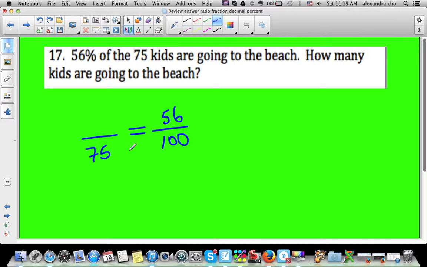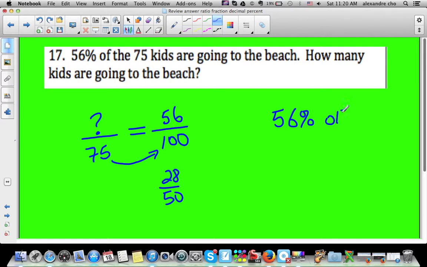All right, let me rephrase that. What I'm trying to tell you is, I hope that as soon as you set this up, you realize that there is no relationship here. And if you simplify 56 to 100, you get 28 out of 50. There is still no relationship between 75 and 50.